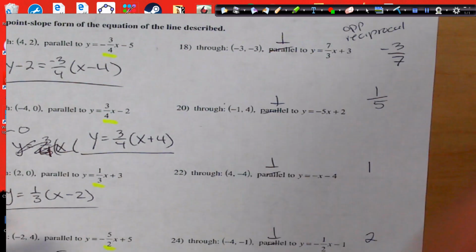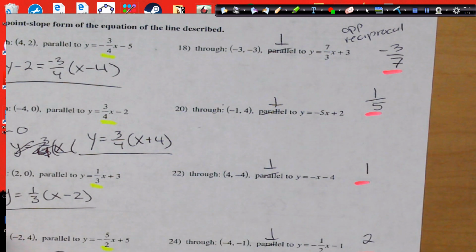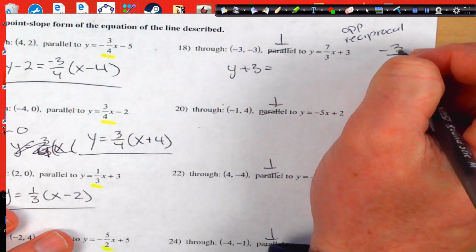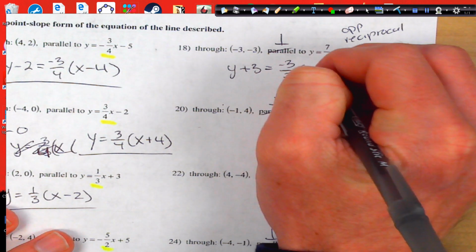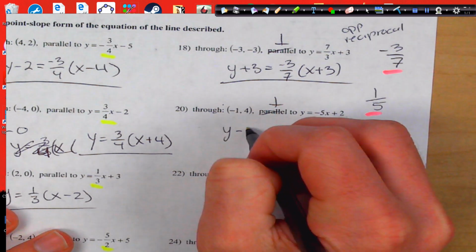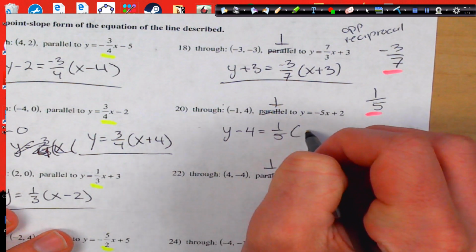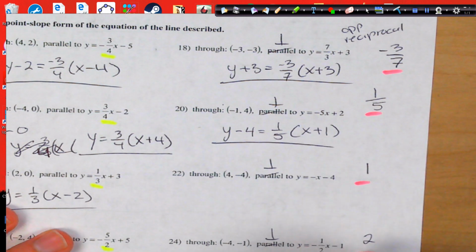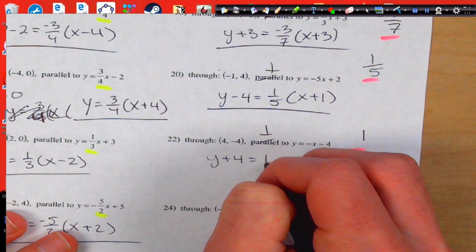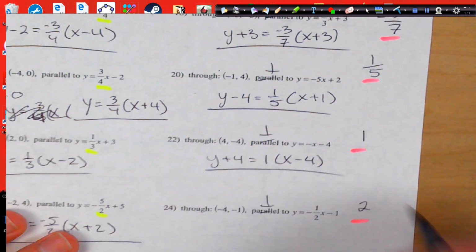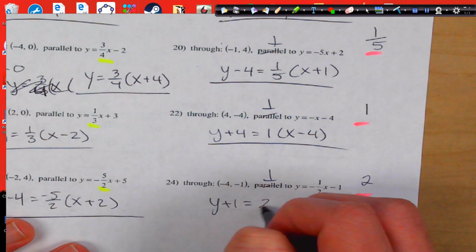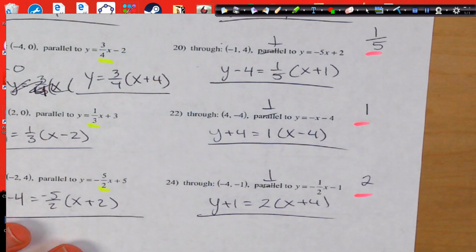So I'm going to use these following slopes instead, because we want perpendicular lines. So we're going to get y plus 3 equals negative 3 over 7, x plus 3. Y minus 4 equals 1/5, x plus 1. Y plus 4 equals 1, x minus 4. Y plus 1 equals 2, x plus 4. And there you go.